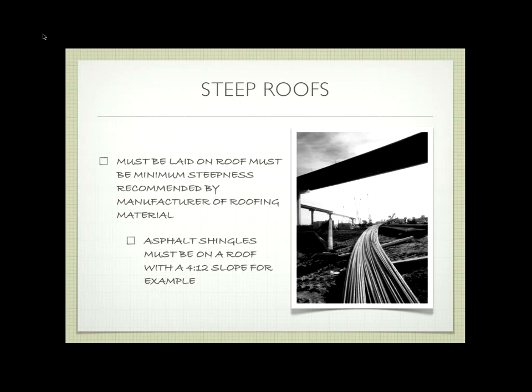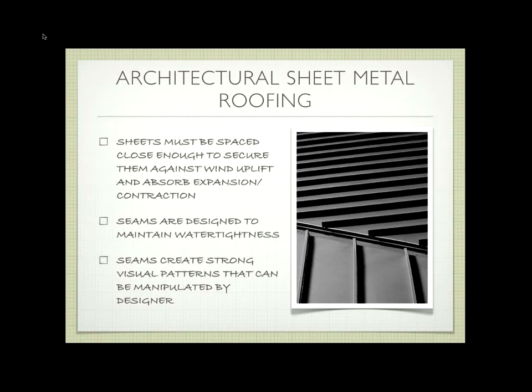So if you're doing asphalt shingles, for example, the minimum slope is 4 and 12, right? So 4 inches of rise for 12 inches of run. You can't do a 3 and 12 roof with asphalt shingles, or the water can actually work its way back up into your roof, which fails. Okay, so you need to pay attention to whatever the manufacturer specifications are for that particular roof.